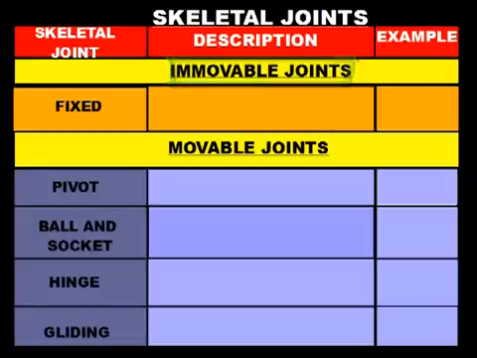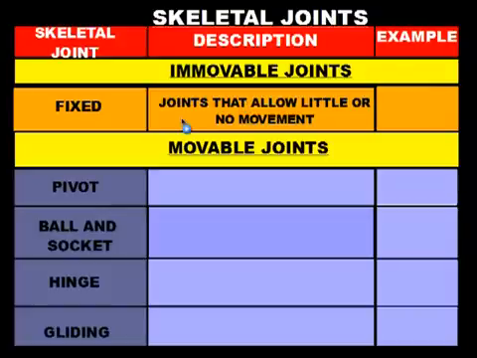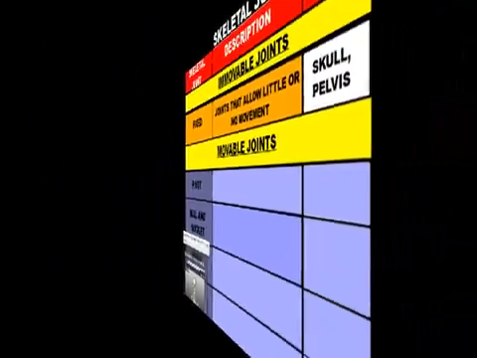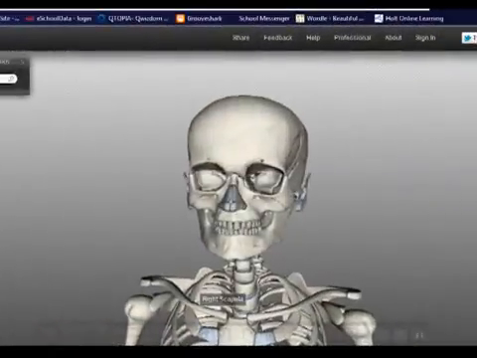There is only one type of immovable joint inside of the body, and that's called a fixed joint. Now, a fixed joint means these are joints that have little or no movement. So two examples where you would find fixed joints in your body include the skull and the pelvis. So let's go visit our good friend Steve the skeleton. He'll be more than happy to help us out with this.